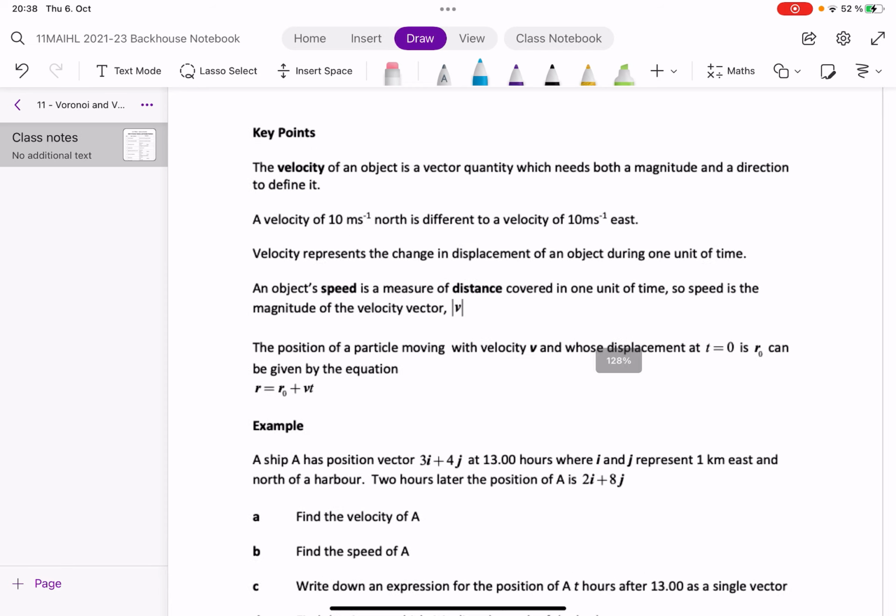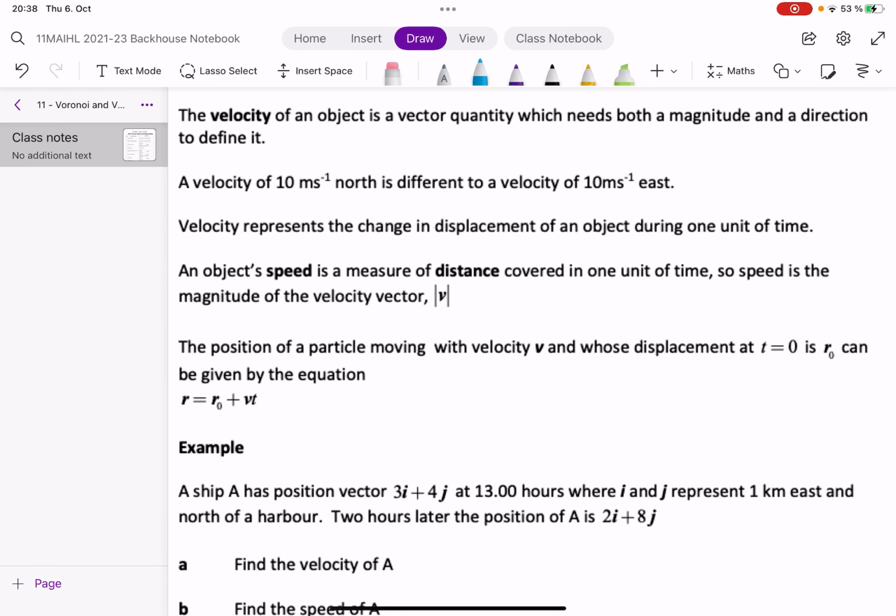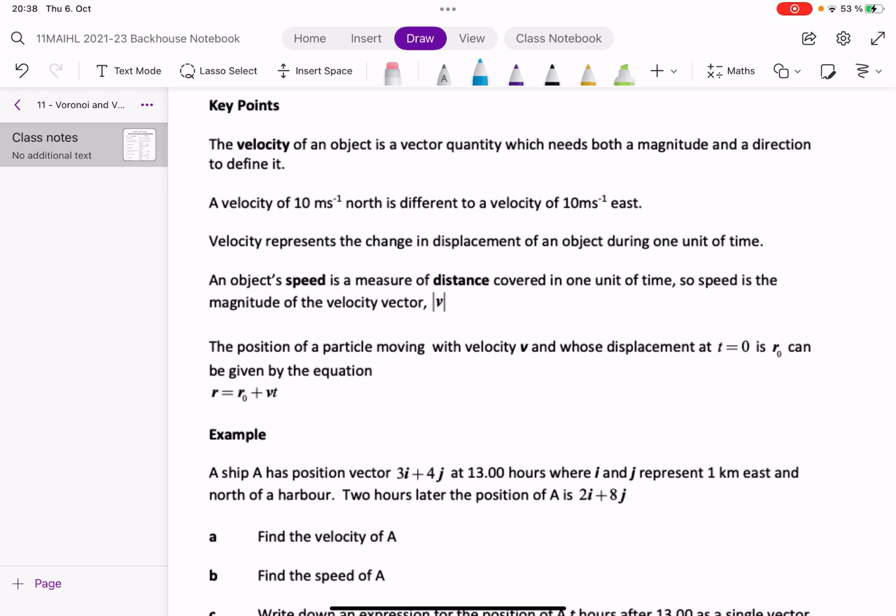And we can use this absolute value symbol around the velocity to stand for the magnitude. And we know from the formula guide and what we've done before that we use Pythagoras' theorem to find that value. So if we have a velocity value, we can calculate the speed the object's travelling. The position of a particle moving with velocity v and whose displacement at time 0 is r0 can be given by this equation. So the position is its initial position plus the velocity times time.